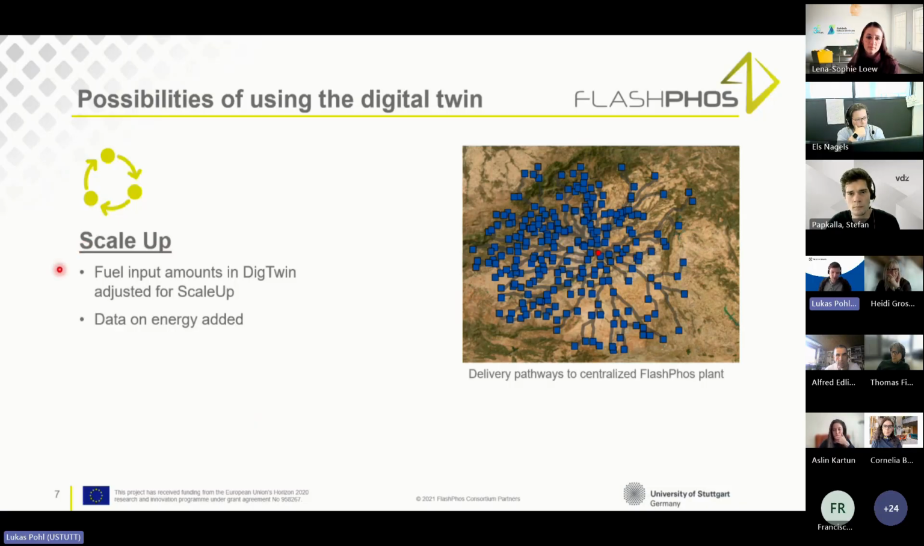With this material stream perspective, it was always about the pilot plant scale. And Stefan and VDZ did fuel input amounts in the digital twin that are adjusted now to rather scale up amounts, and they focused more on the energy within the process. So not on material streams alone, this was already done, but they focused more on energy and adding FlashPhos into another process. And here you see this zoomed in recovery center, or an exemplified zoomed in recovery center.